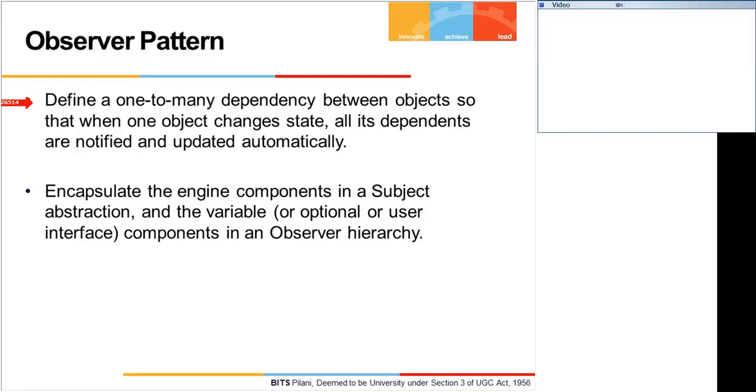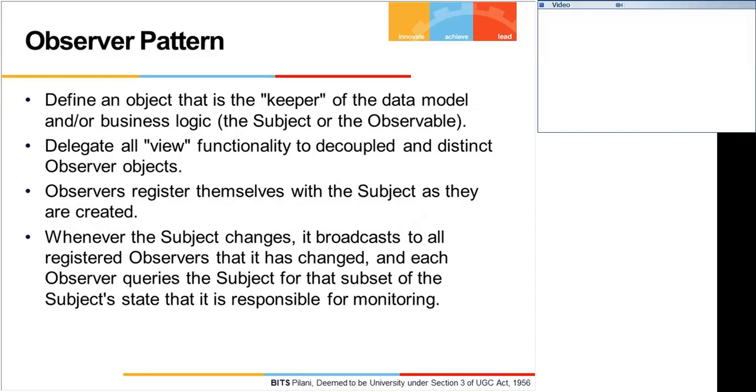It encapsulates the engine component, which is the subject abstraction. So my subject is actually the engine, and there are variable components in the observer hierarchy. Let's see what the participants are and how the work flows. It defines an object which is called the keeper of the data model or the business logic, and this main object is the subject or the observable. My subject or observable is something you observe. This is the main engine, as well as the keeper of the data model. Usually it is defined in this way, that the data model is stored with the subject.